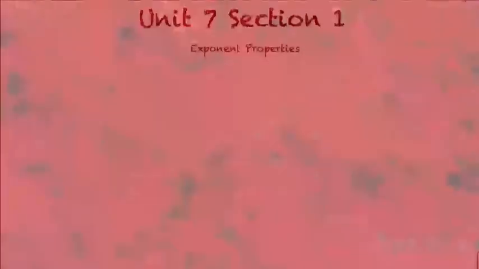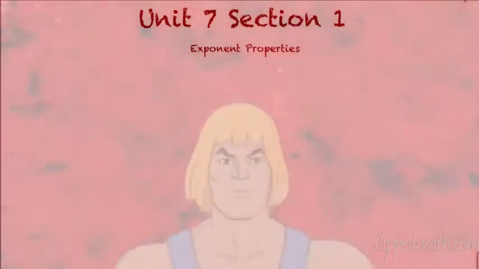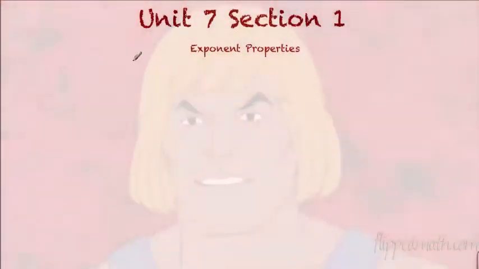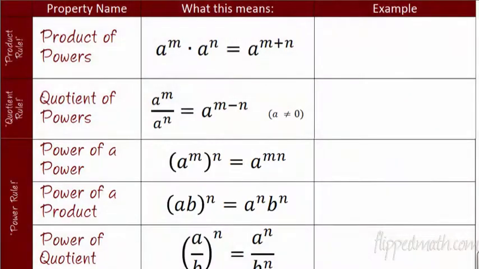Okay, so we're looking at Unit 7, Section 1. We're talking about exponent properties, which are powers. And He-Man is the most powerful man in the universe, besides Mr. Kelly, because he knows his exponent rules. And if you remember, exponent rules takes us back to algebra. It's Unit 9. That's where Brust introduces these, 9.1 through 9.3.